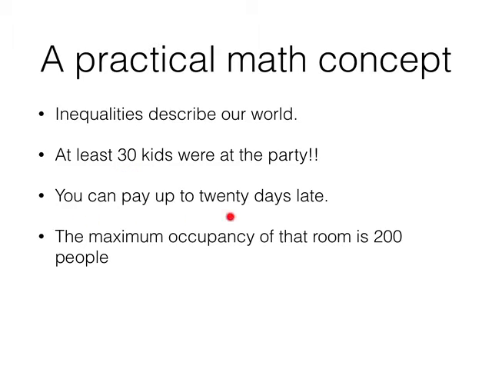You can pay up to 20 days late. It's giving you an ultimatum, a maximum. That's the maximum number of days late that you could pay. The maximum occupancy of the room is 200 people. So again, it's giving you an ultimatum. It's giving you a limit. So the maximum number of people that can go in the room is 200. So these are all inequalities, and we can describe them with an algebraic inequality.